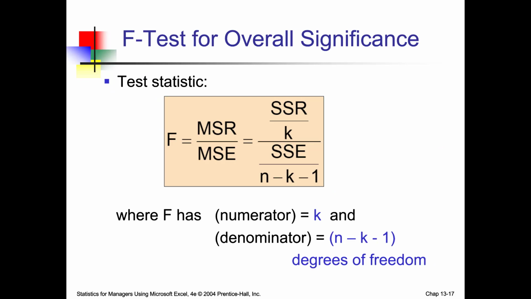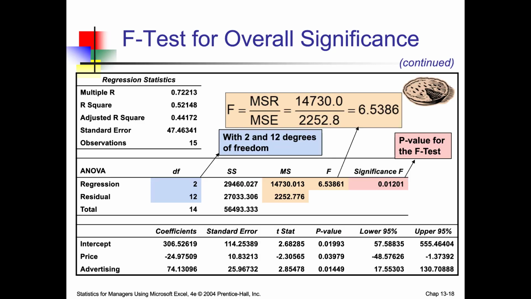For the test statistic, we use the F value, which equals mean square regression over mean square error. Mean square regression equals sum of squares regression over its degrees of freedom, which is k. Mean square error equals sum of squares error over its degrees of freedom, which is n minus k minus 1. So k and n minus k minus 1 are the degrees of freedom. So that's the overall F-test.